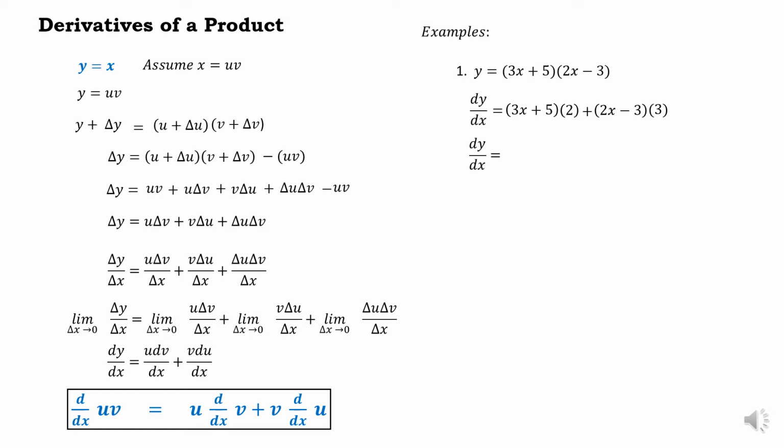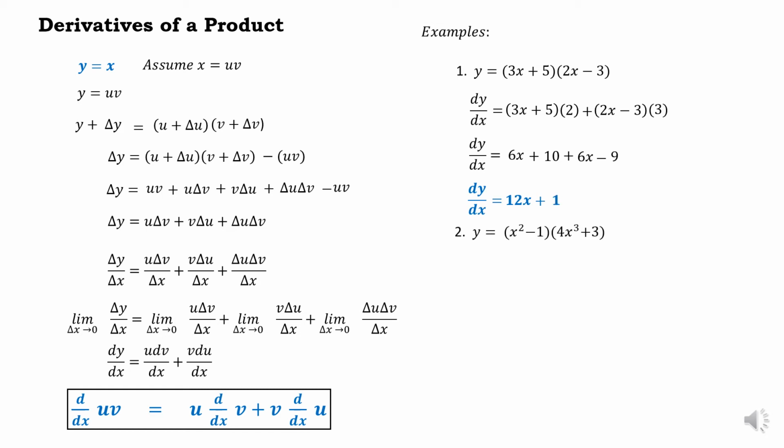Then simplify. dy over dx therefore is equal to 2 times 3x is equal to 6x, 5 times 2 is equal to 10, 2x times 3 is equal to 6x, then negative 3 times 3 is negative 9. Combine similar terms, therefore dy over dx is equal to 12x plus 1.